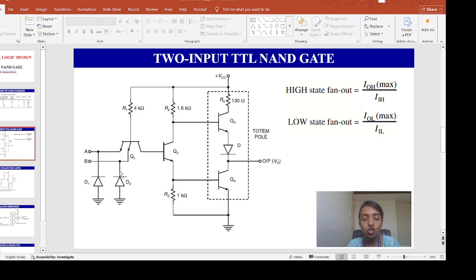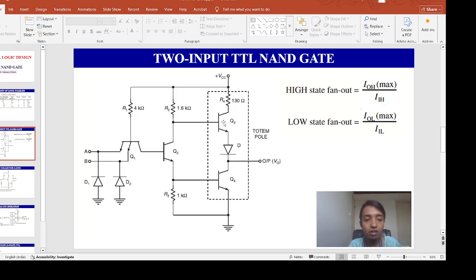And these diodes, D1 and D2, are present to protect this transistor Q1 from being damaged by the negative spikes of the input voltages. When the negative spikes appear at the input of Q1, the diodes D1 and D2 conduct and bypass the spikes to the ground. And this diode D ensures that the transistors Q3 and Q4 don't conduct simultaneously.